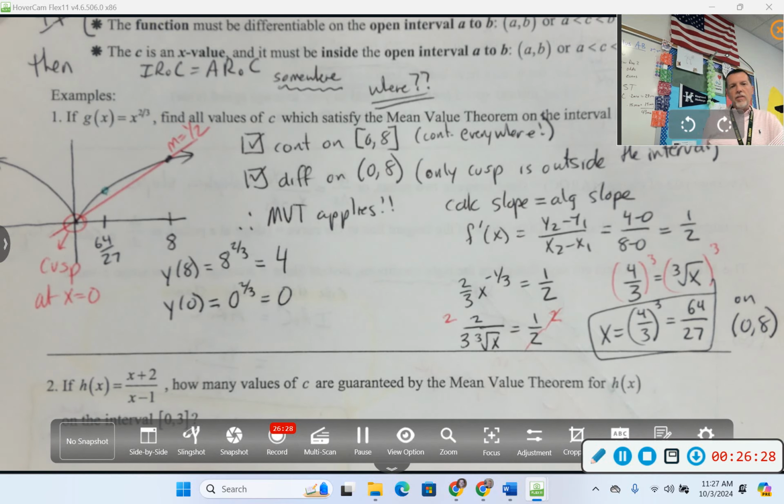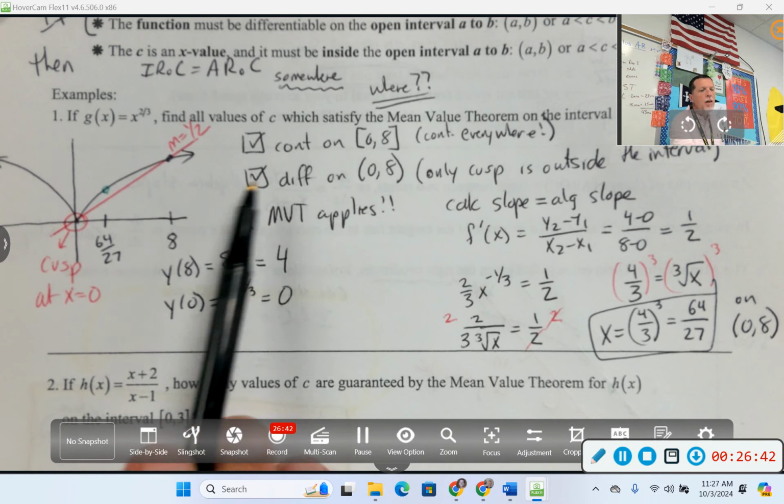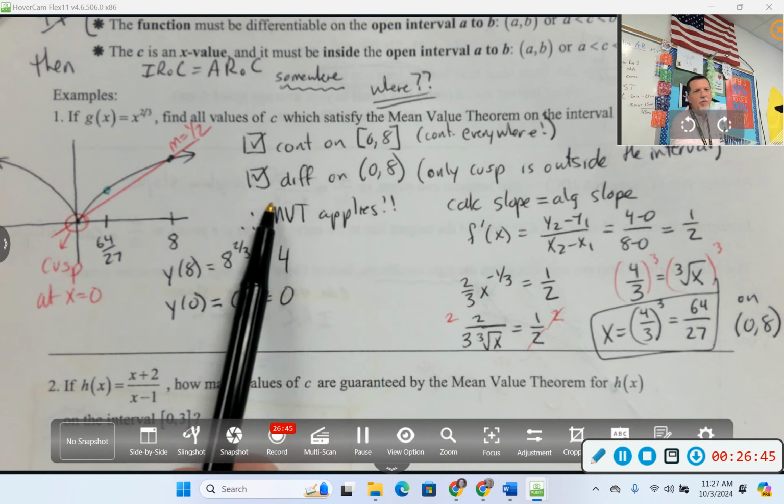So that's my answer. At 64 over 27, the instantaneous slope equals the average slope. The calculus slope equals the algebra slope at some point between 0 and 8, because my original function was continuous and differentiable.